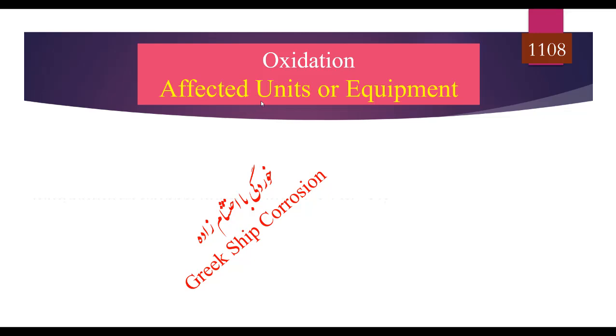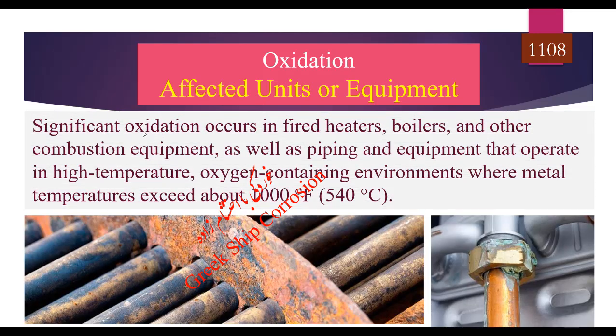Affected units or equipment. Significant oxidation occurs in fired heaters, boilers, and other combustion equipment, as well as piping and equipment that operate in high temperature, oxygen-containing environments where metal temperature exceeds about 1000 degrees Fahrenheit.